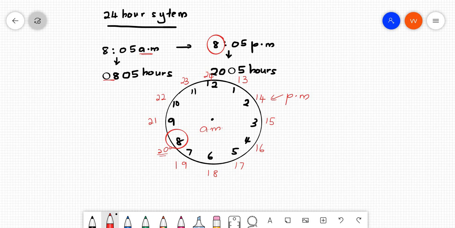I hope you understand. The time outside the clock shows you the 24-hour system's time, that is PM time, and the time inside the clock shows you AM time. When you write in the 24-hour system, if it is morning, the time inside the clock will appear. When you write about the time in the evening, the times outside the clock will appear.